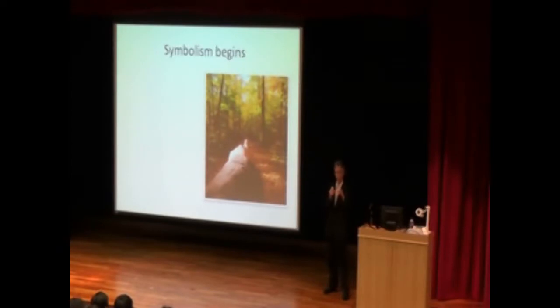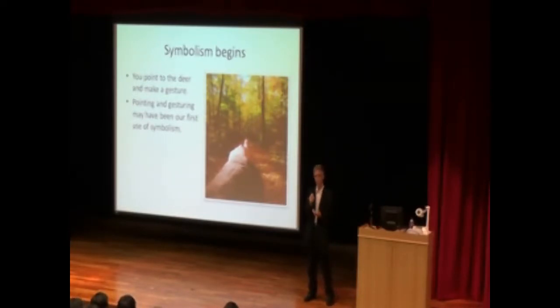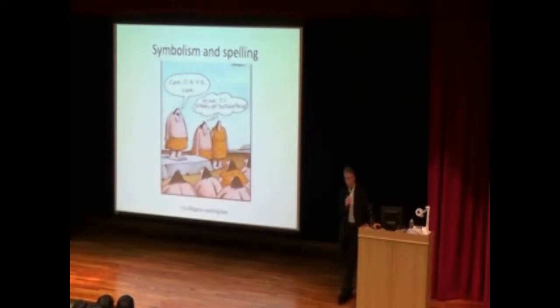And even a baby will look at your finger at first, but the baby will catch on very quickly that this gesture means you should look in that direction. Right? So you point to the deer and make a gesture. And pointing and gesturing is our first use of symbolism. And of course, the connection here is spelling is just symbols, right? They're just symbols of a different nature than gestures. So symbolism and spelling are very, very closely united with each other.